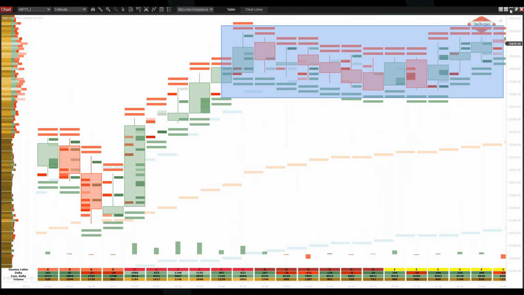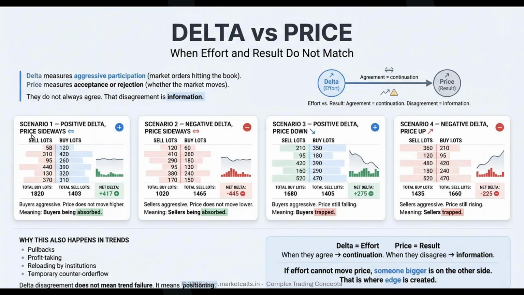So what does that mean? There are times when delta is positive and price goes sideways. That means price is not moving higher because the buyers are being absorbed in the markets. Other times, negative delta is there, where sellers are being absorbed in the markets. There are times you'll see completely positive delta, but price keeps going down. Buyers are aggressive, but price is still falling. This is something that happens with absorption. Buyers are getting trapped. Trapped activity happens in the markets.